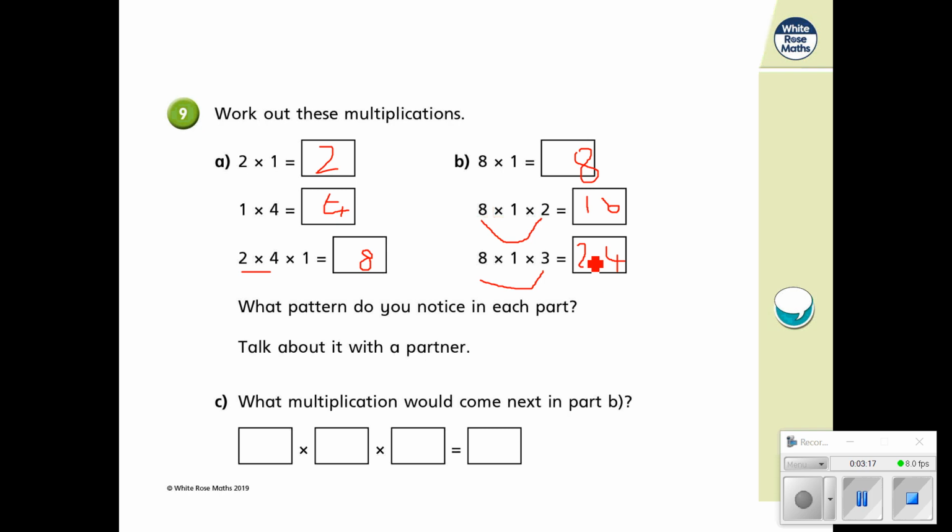Well, in each part you should notice that whatever we're multiplying by, the answer has gone up by that amount. So for example, this one has increased by 8, and this one has increased by 8. So if we want to look at part C, the next one in the pattern is going to be 8 times 1 times 4. And all we're doing is multiplying by an extra 8 or adding an extra 8. So the answer is 32. Okay, let's move on to the next question.